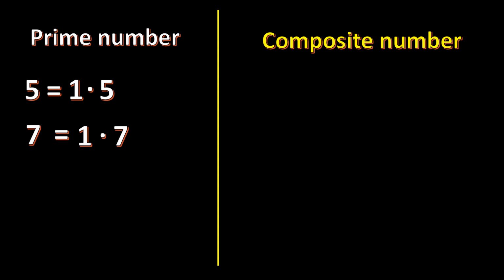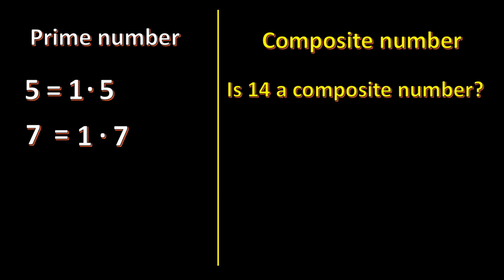Okay, so we have an example. Is 14 a composite number? Okay, so what is the factor of 14? Remember this, that a composite number is any whole number that has factors other than 1 and itself. So what are the factors of 14? Okay, so we have 2 and 7. 2 times 7 equals 14.